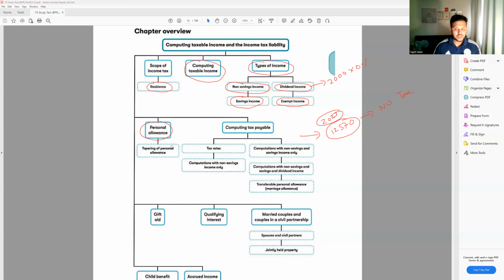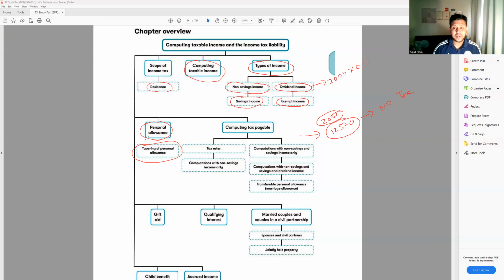Then we have the next one, the tapering of the personal allowance. Now, this is very important. The reason it is important is that up to a certain level the personal allowance stays, and after that, it doesn't. What does that mean? That means the personal allowance is valid up to a certain level, for people who have an income up to a certain level.